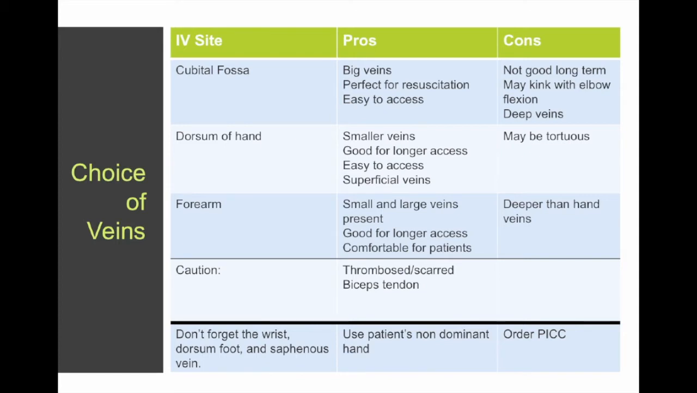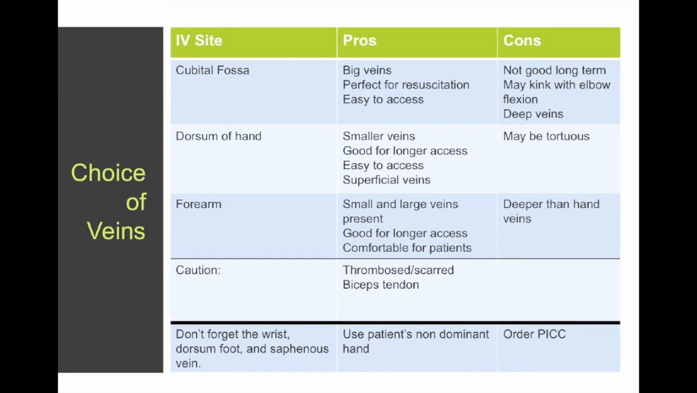The forearm is a great spot again. Small and large veins are present. It can be good for longer term access, as it doesn't really get in the way of the patient's movements. And often that's what I'll try to use for longer term access. But again, they might be deeper than hand veins. And never forget the back of the forearm as well. Sometimes you can have really large veins that are really suitable and no one's accessed those veins previously.